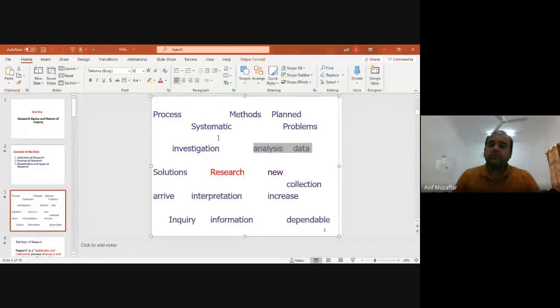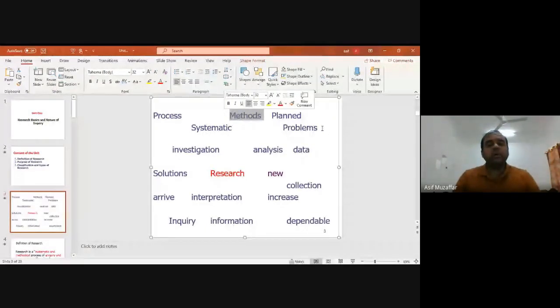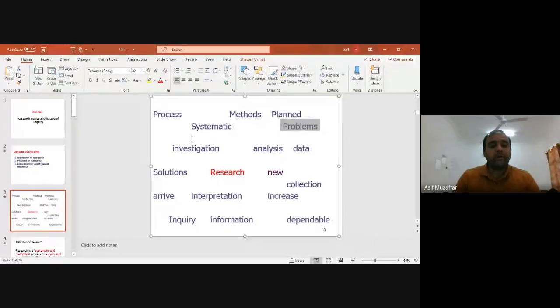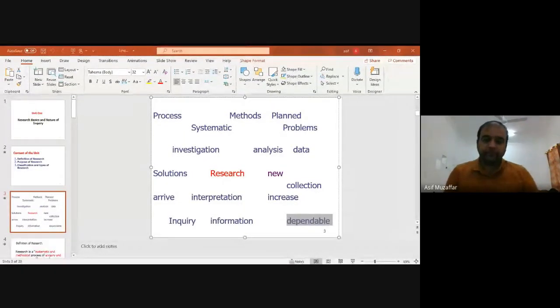So in research, you are following some systematic process. You are using some research methods. You are describing some problem. You are finding a solution to a problem, or you are collecting some new data, or you are interpreting some data, or you are getting some new information which is dependable. Dependable means it has credibility. People can share that information because if you have written a research paper, that research paper is credible. Credible means the information used in it is authentic. It's not fake.